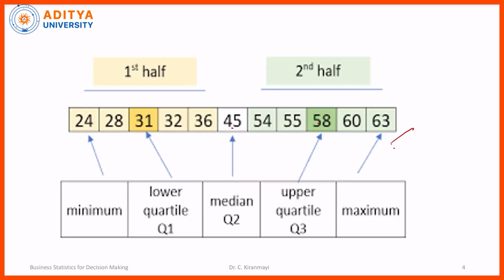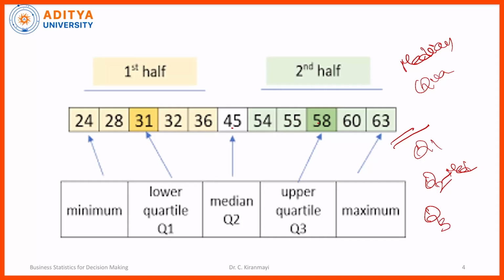Suppose, for example, there is data like this where we have to calculate median and quartiles. We have first quartile, second quartile, which is nothing but median, and third quartile. First quartile covers 25% of the data, whereas median divides the entire data into two equal parts, and third quartile covers 75% of the data.